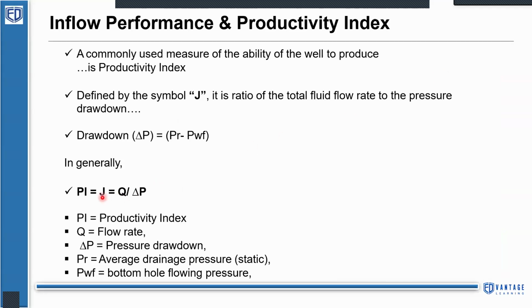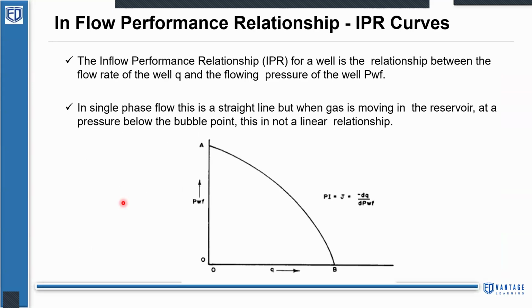So IPR, as I've told you, delta P is PR minus PWF from the reservoir to the bottom hole. Then PI will be J, which is Q by delta P, where Q is the flow rate of the fluid or even the gas, and delta P is the pressure drawdown. Generally in gas, we go for P square approach, which I'll be actually dealing with in the future course of time. So if we plot between bottom hole flowing pressure and the flow rate, this curve is a declining curve, which is having an exponential pattern.